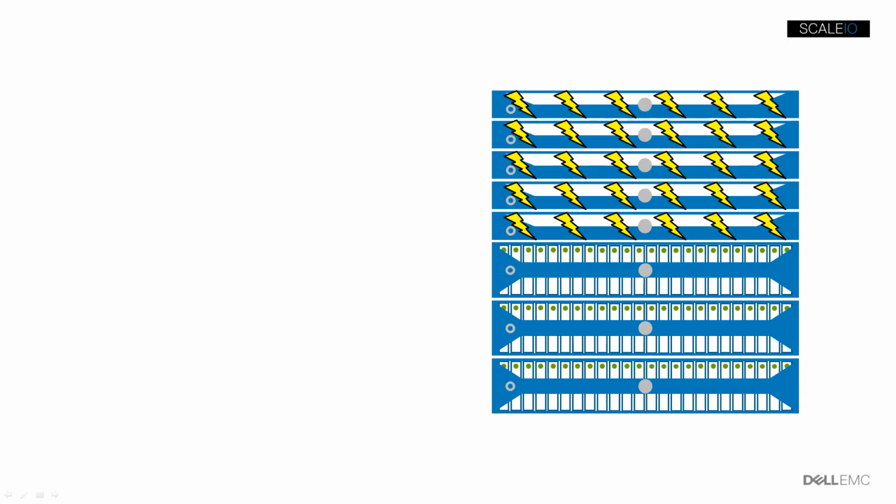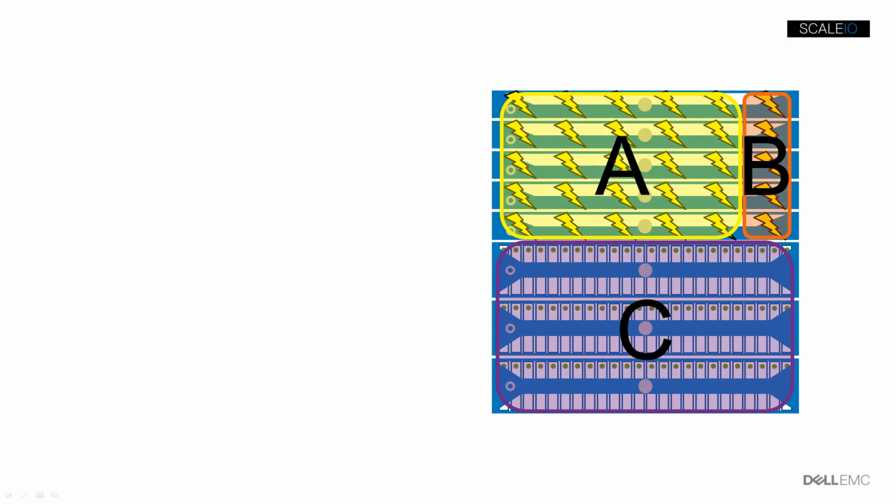This video features an 8-node ScaleIO cluster running on ESX. It has 3 storage pools, A, B, and C. In this demo, we will assume that each storage pool houses data for a separate tenant, with marketing using storage pool A and finance using storage pool B.